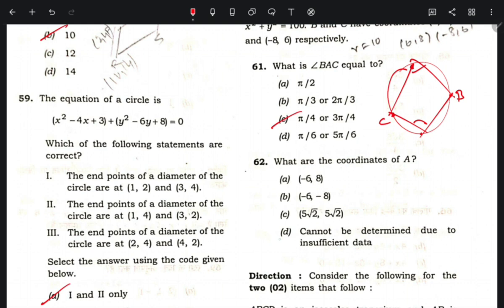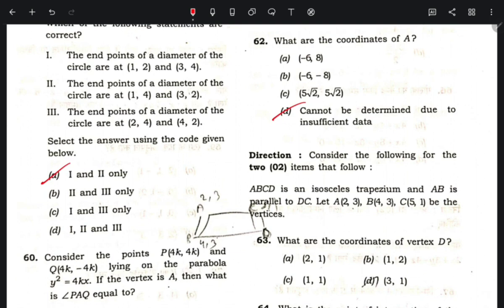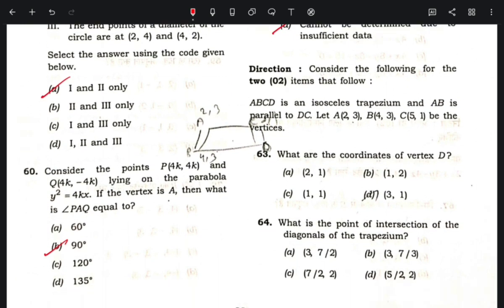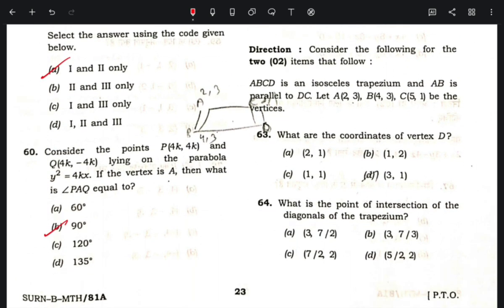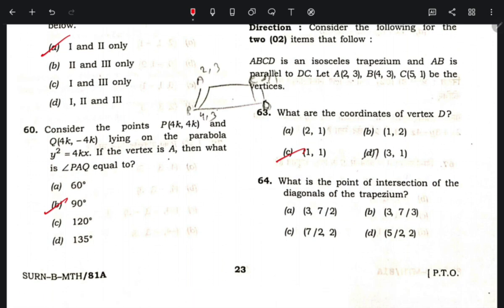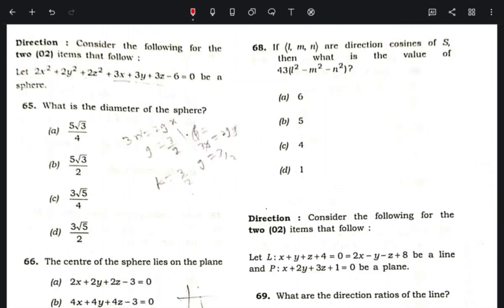Then 62, A cannot be determined because A can be anywhere, right? So they have only given the 2 points. A can be anywhere, so that's not sufficient data. 63 again it's C, right? 64 again formula based problems, B. 65, so diameter again direct formula, 65 will be B.